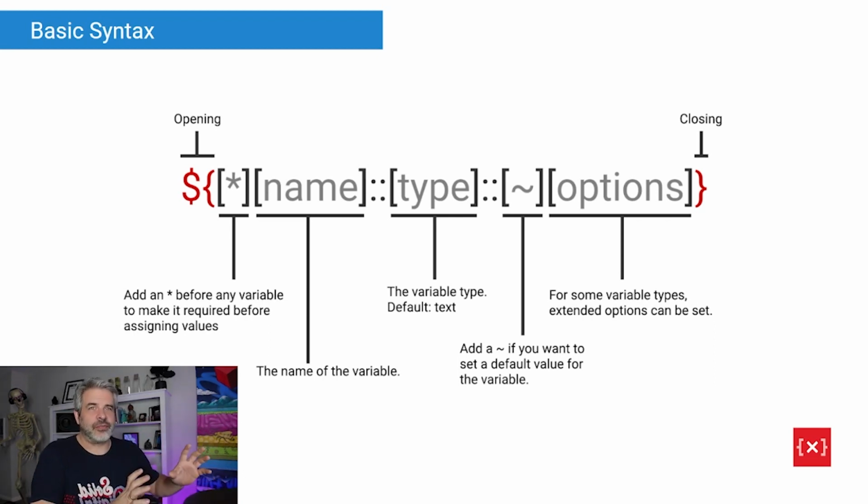But if one of those types requires or allows for more configuration, you can put that into the options area. And then I just added in the little tilde, which can be used to signify a default value. So if it's in a text area, you could put that little tilde, and then it would show the default text in the form field. So that's the basic syntax. This will not be on your final exam, so don't worry.